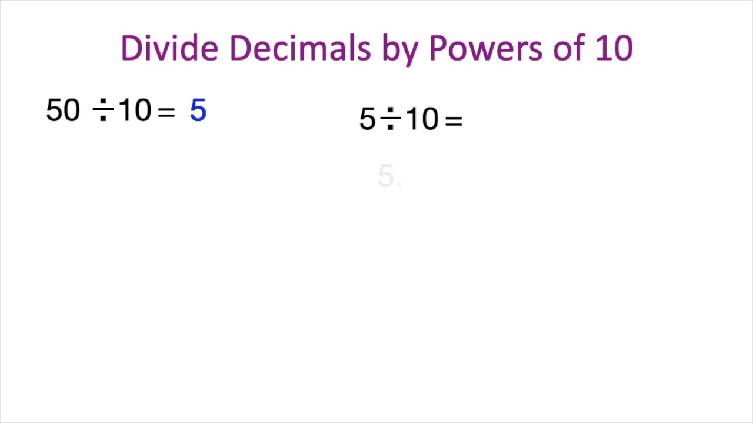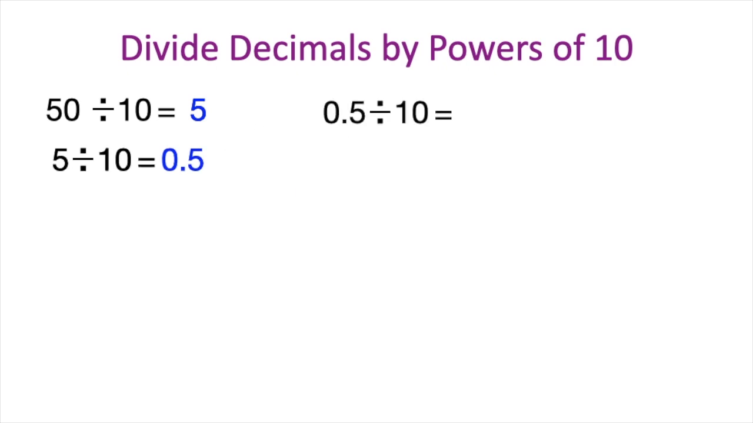Keep in mind that 5 has a decimal point at the very end. And by dividing by 10, I have to move the decimal point one place to the left, and I put a 0 in the front, which gives me 0.5. How about 0.5 divided by 10? Well, let's see. 0.5 has a decimal point between 0 and 5, and when I move that decimal point to the left, I end up with 0.05, which is my answer.